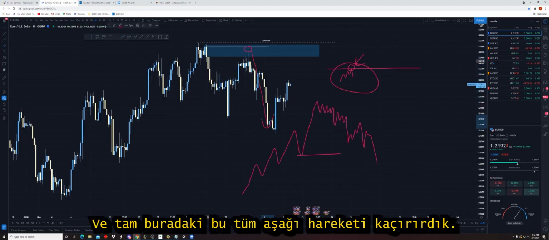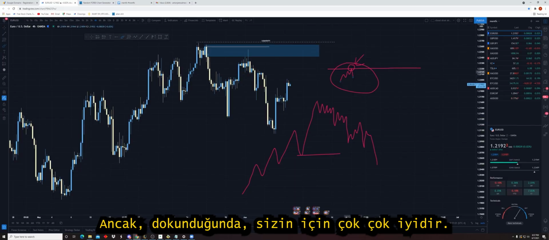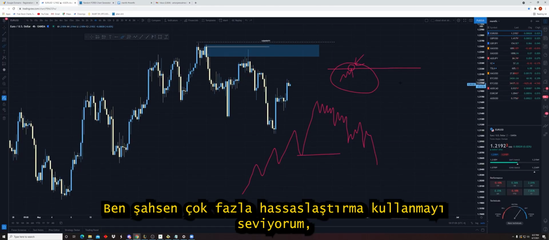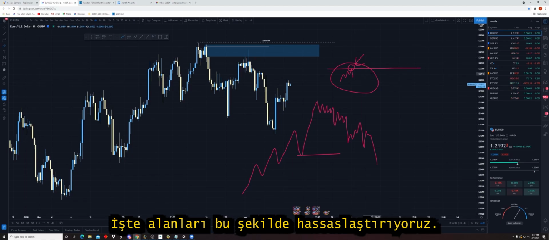down move right here. That's sometimes part of what occurs if you over refine an area, okay? However, when it does come to tap it, it's very, very good for you. So I myself like to utilize a lot of refinement, and I'm okay with waiting for the perfect opportunity to get involved, but this is how we go ahead and refine.